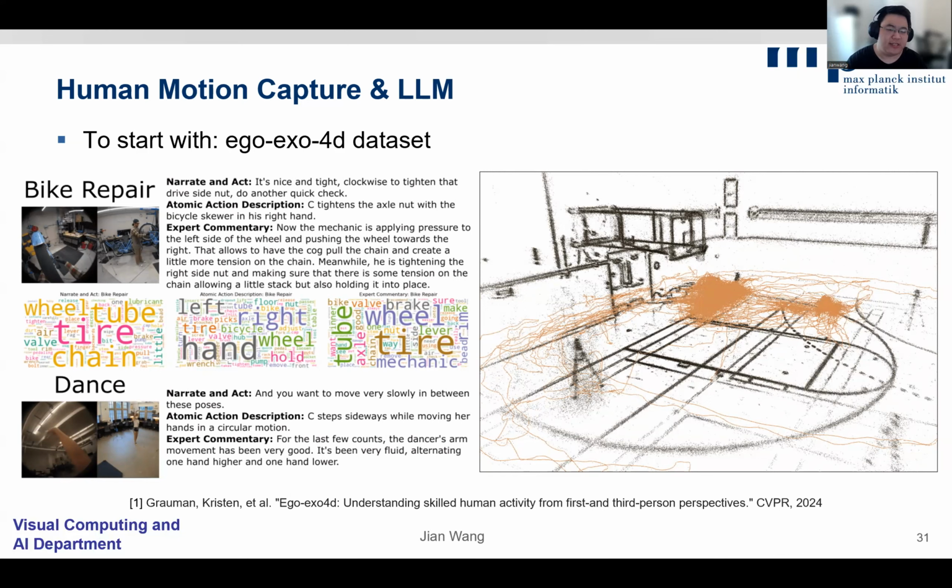And it also contains lots of semantic annotations of the environment and semantic annotations of the human motions, full of different types of annotations. So I think this will be a very nice place to start exploring the relationship between human motion generation, human motion capture, and large language models.